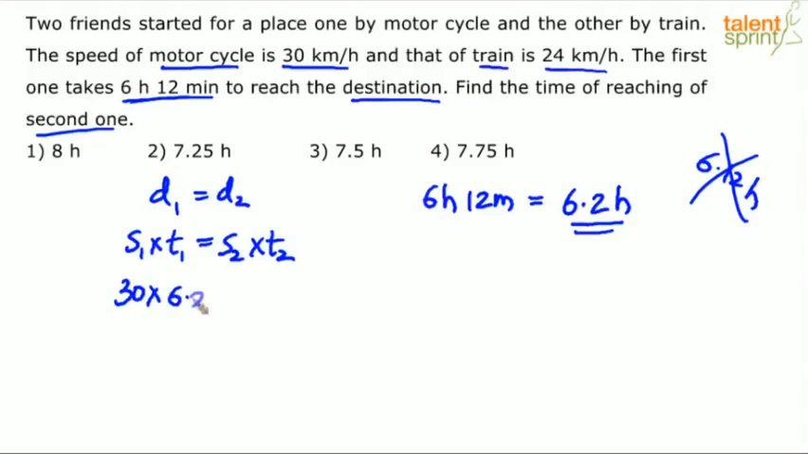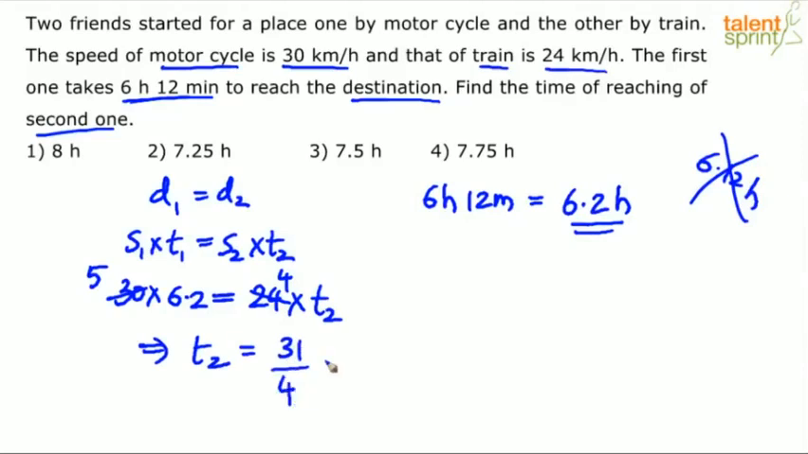Time is 6.2 hours. Speed of the second body is 24. Time of the second body has to be calculated. Simplify this. So T2, this is 6 into 5, 6 into 4. Now 5 into 6.2 will be 31. So 31 divided by 4. How much is 31 by 4? 28 by 4 is 7, 3 by 4 is 0.75. 7.75 hours.